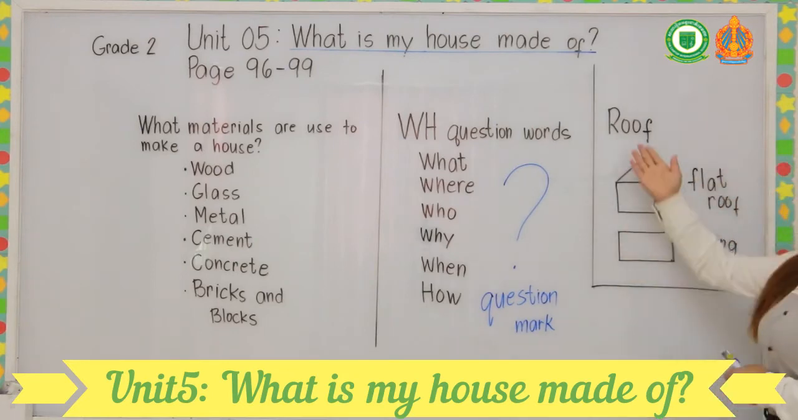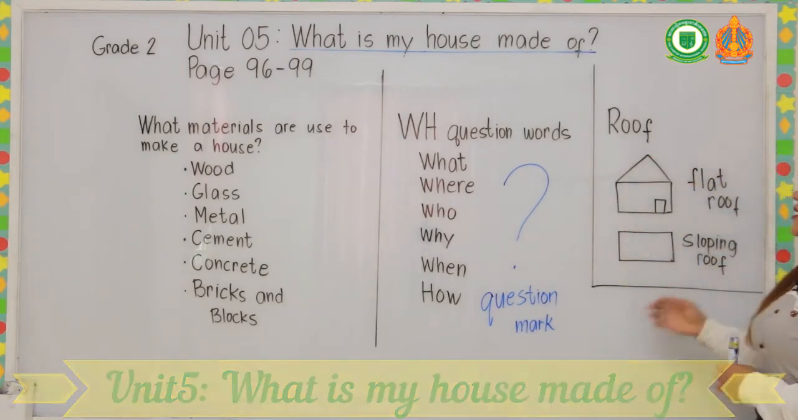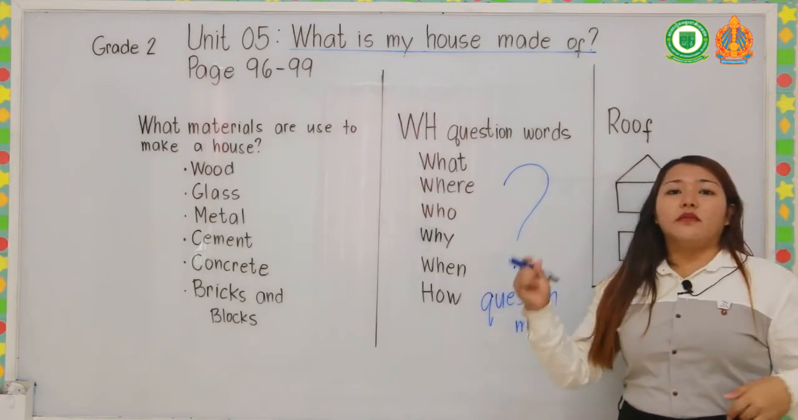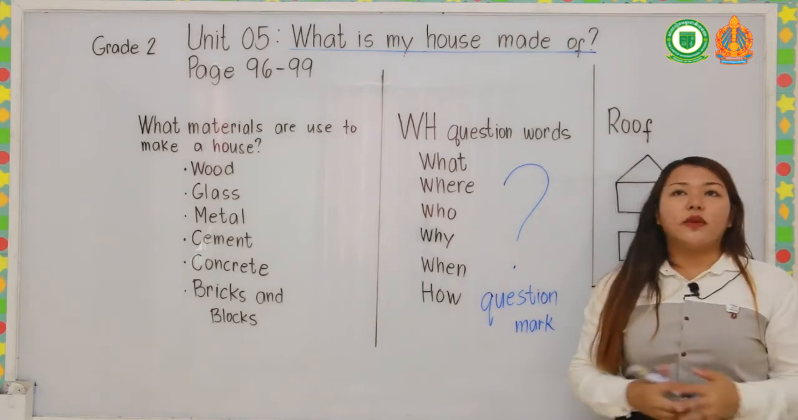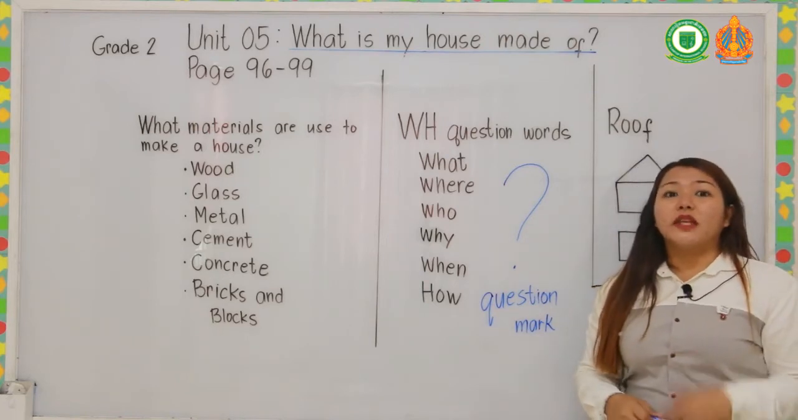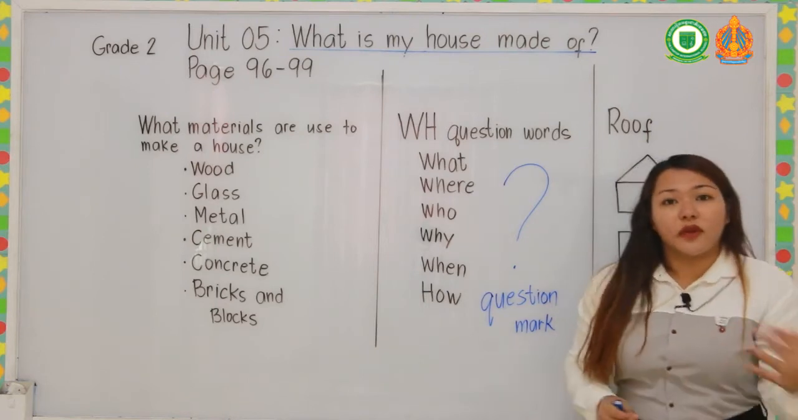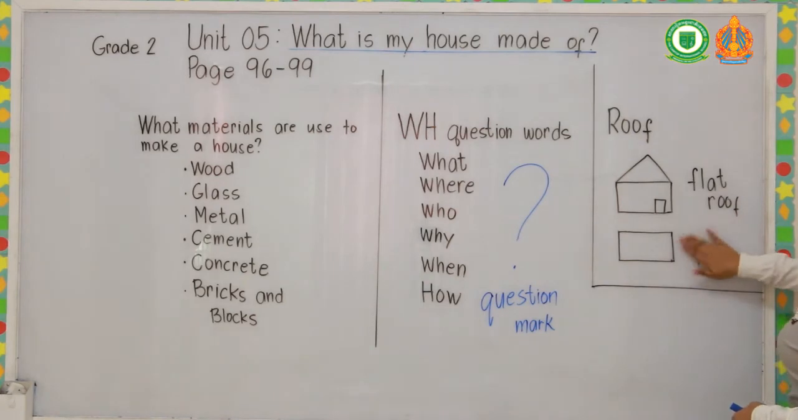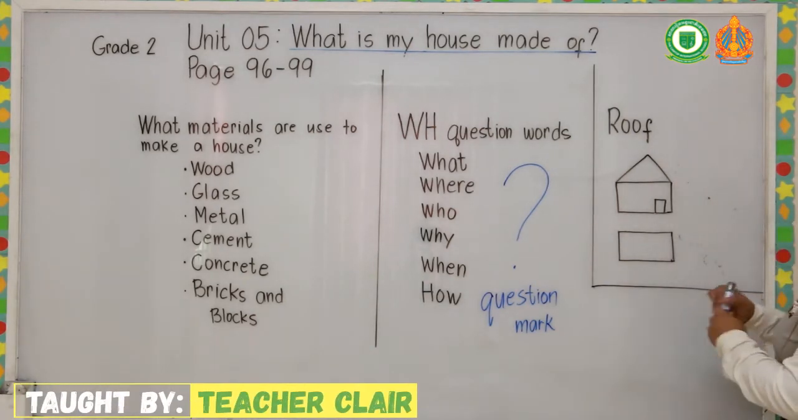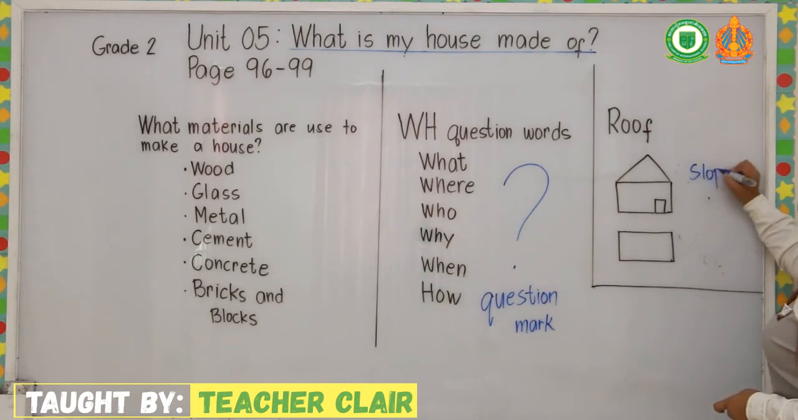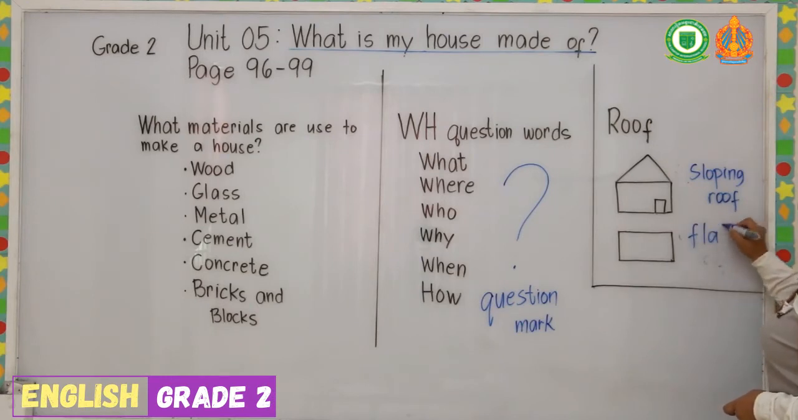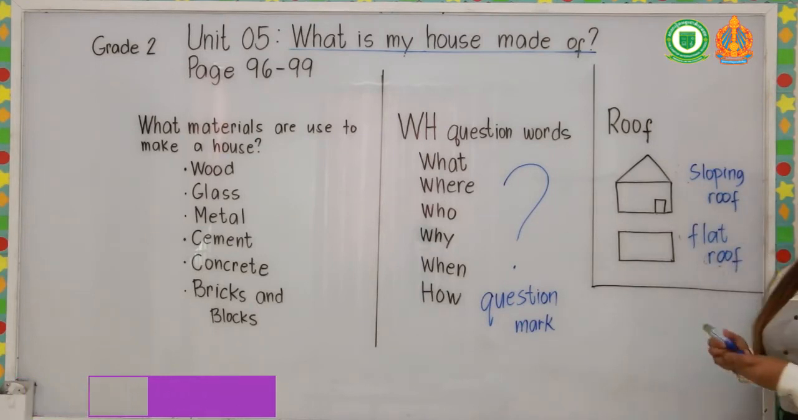Next, I also want to teach you about the roof, since we are talking about what my house is made of. What is a roof? This is the part of your house which protects you from rain, the sun, wind, and from intruders as well. Intruders meaning thieves or robbers. Okay, we have your sloping roof and your flat roof.